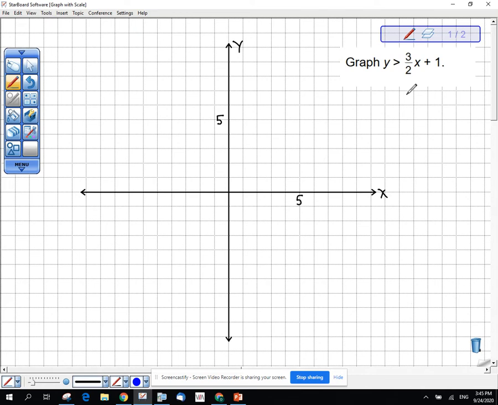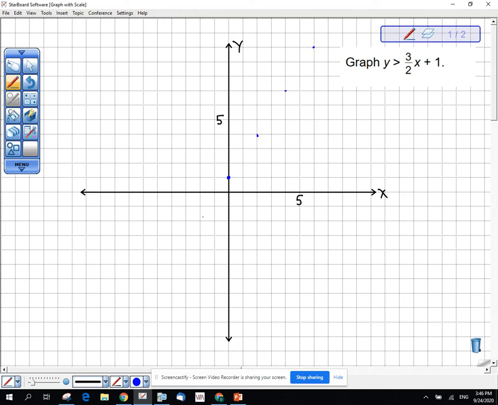The last thing we do after we get a line in place is decide which side of the line actually holds the solution set. Okay, so let's take this first example. y is greater than 3/2x plus 1. That's in slope-intercept form, except that's not an equal sign, so it's not an equation, it's an inequality. We're going to graph the y-intercept, which is at 1. And the slope is 3/2, rise over run, so go up 3, right 2, up 3, right 2.